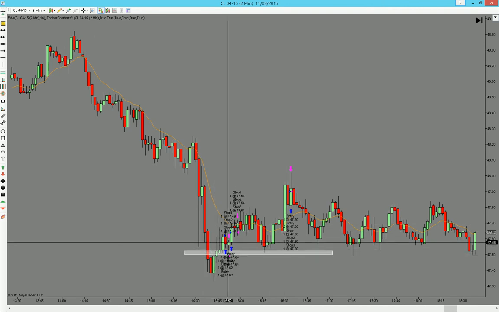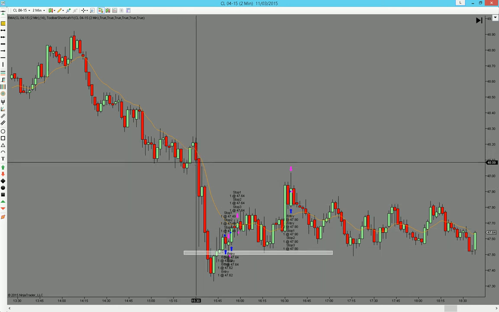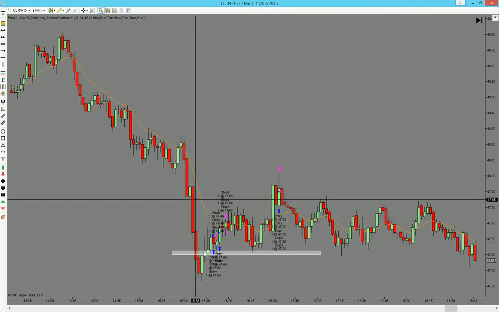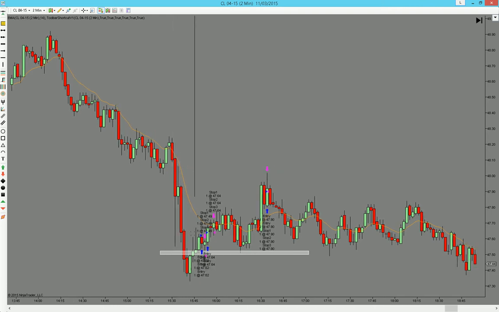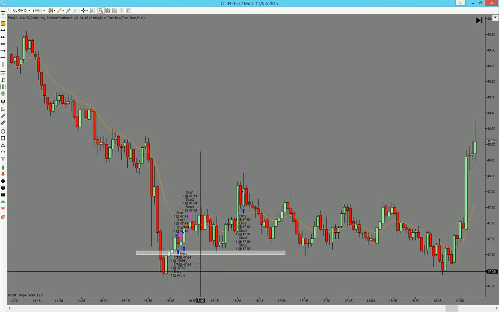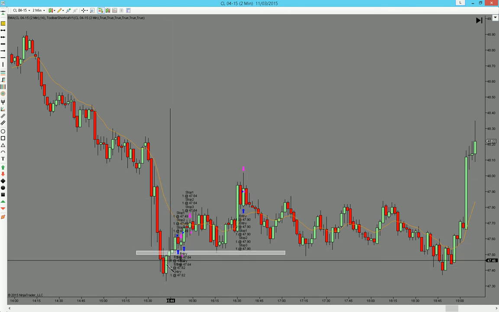Price couldn't hold that area. You cannot see it here because of the fact that the minute chart candle is formatted by time and not by price action, so you cannot see the level right here. But there was a level sitting at 47.53. Price broke it, indicating a bounce back up into this area right here.